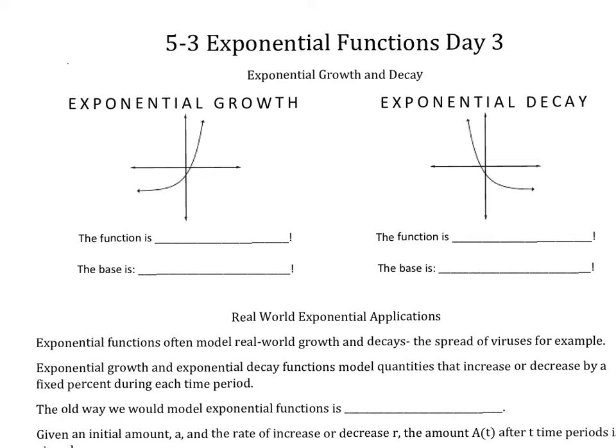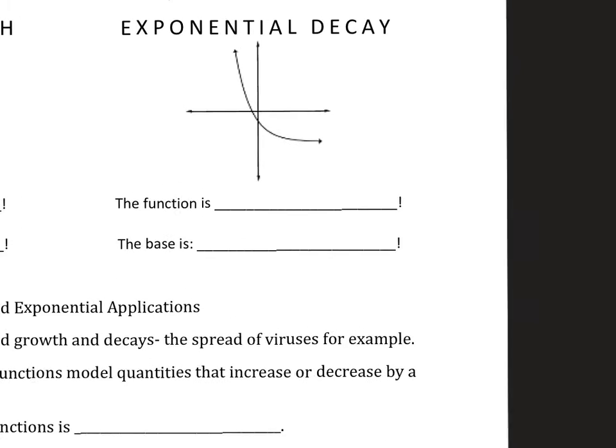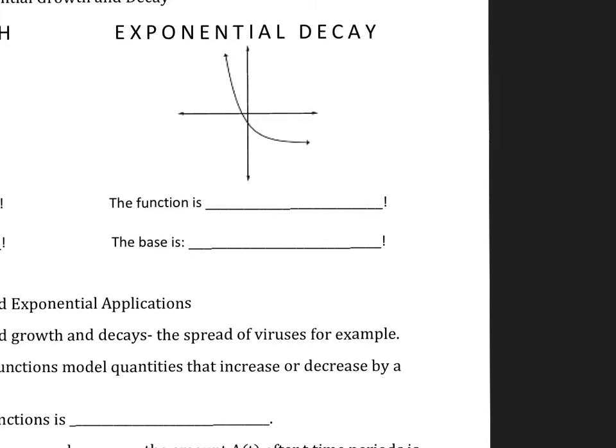Looking at this, how would you describe this function? Is it increasing or decreasing? So as we go from the left to the right, it's going up. So this function is increasing. The base is positive. Okay, the next one. This function is, well, if I look from the left to the right, it's going down, so it is decreasing. The base would then be negative.